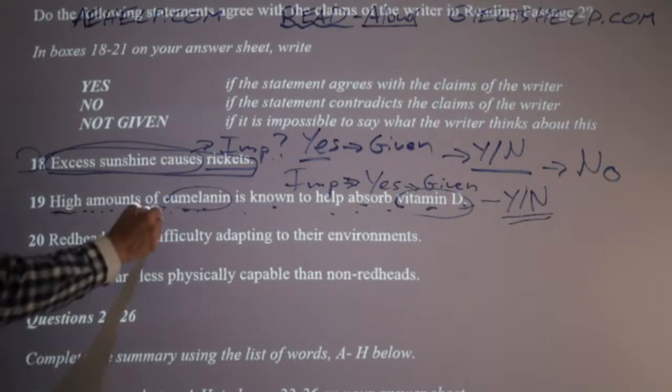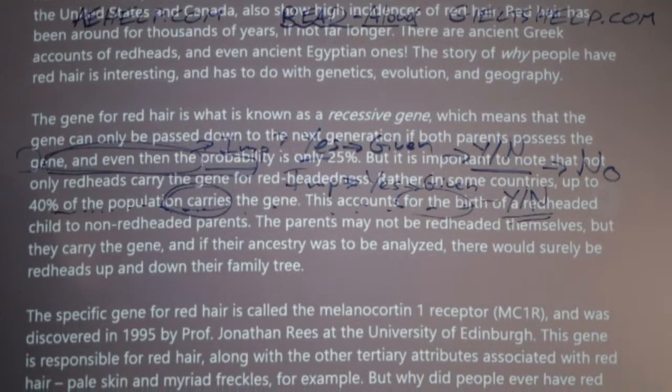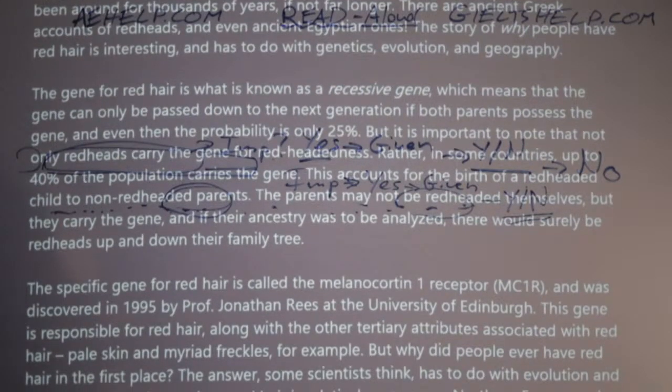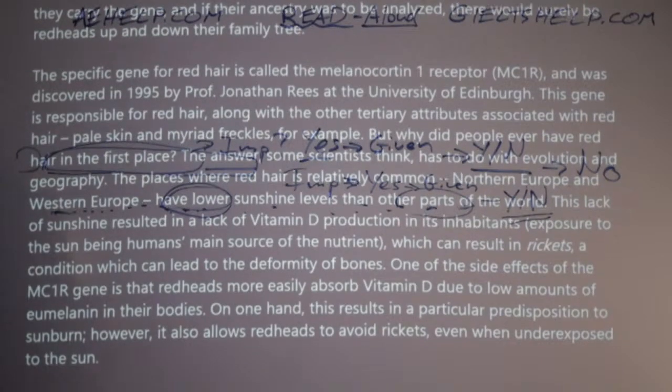Now, I do remember seeing the word eumelanin. Probably it tripped me up when I was trying to read it. Okay, so I'm going to look for that eumelanin. It was in the second or third paragraph somewhere. I think it was somewhere in the third paragraph.